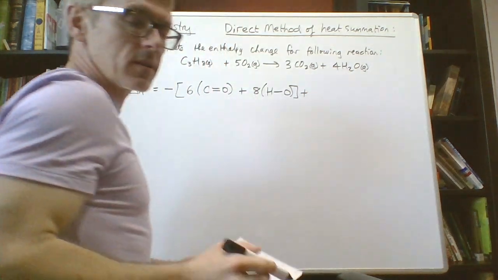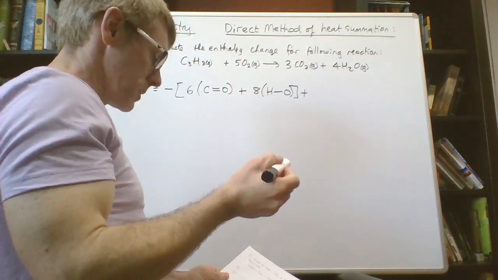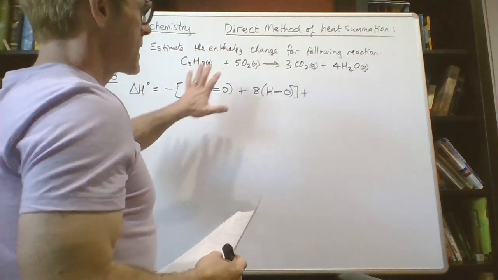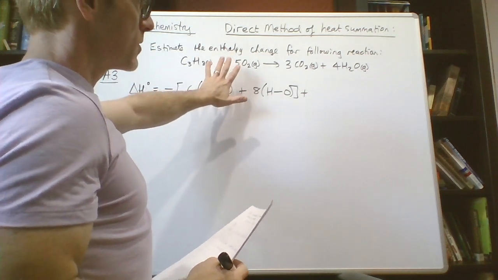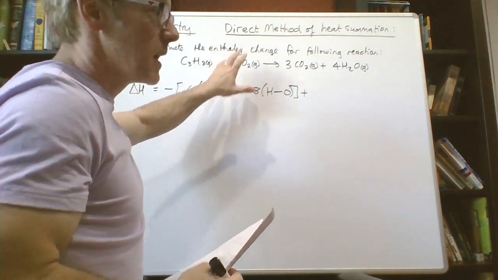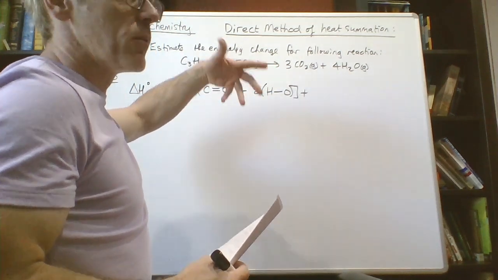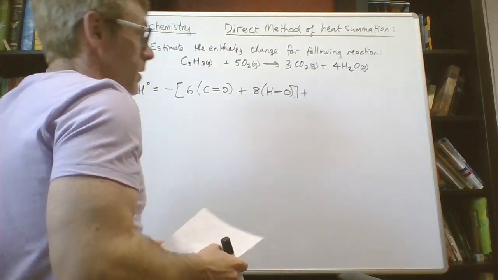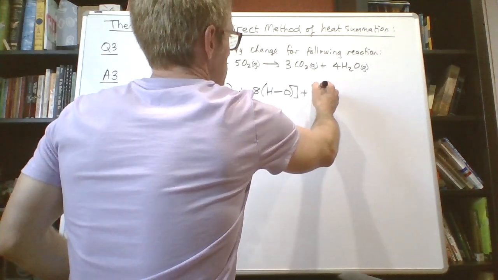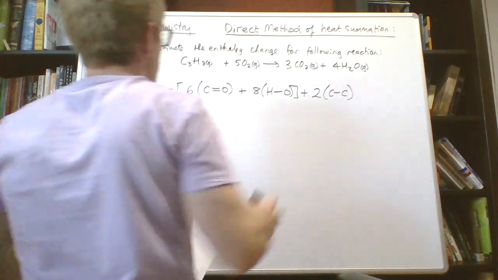So essentially I've got to subtract the energy needed to make my reactants from the energy delivered by my products. So it's almost like profit. The products are like profit and the reactants are like expenses. To look at the net performance of a company, you have to subtract the expenses from the profit. Okay, so we have 2 lots of carbon-carbon bond.